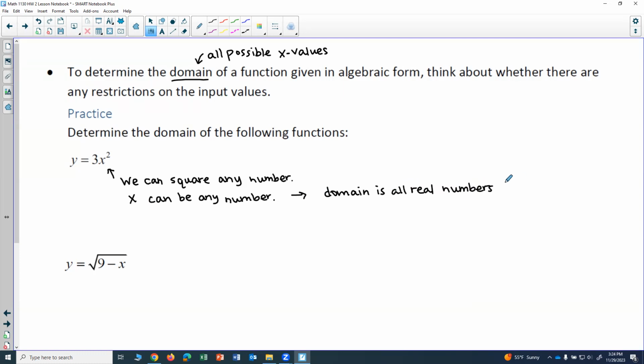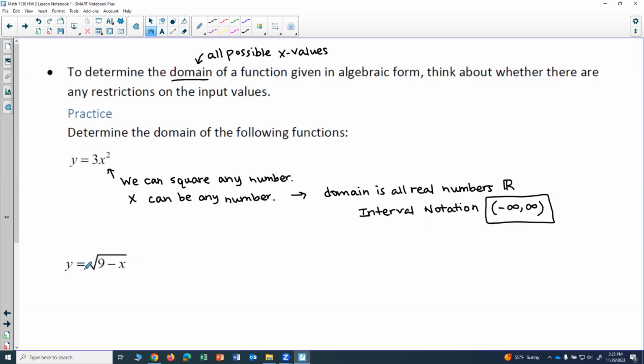Now there's a fancy symbol for this. This capital R with a double vertical line on the left stands for all real numbers, the set of all real numbers. But the way we list that in interval notation is from negative infinity to infinity. So the interval notation for all real numbers is parentheses negative infinity, comma, positive infinity. That's how we list the domain if it's all real numbers.